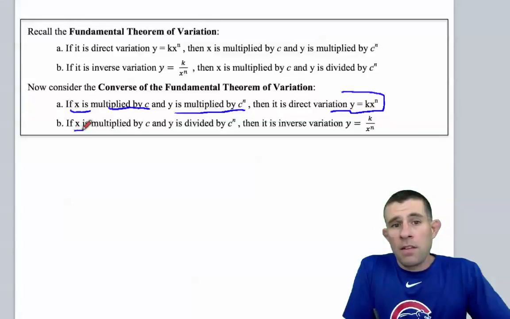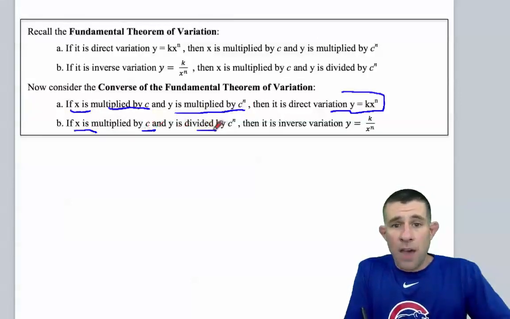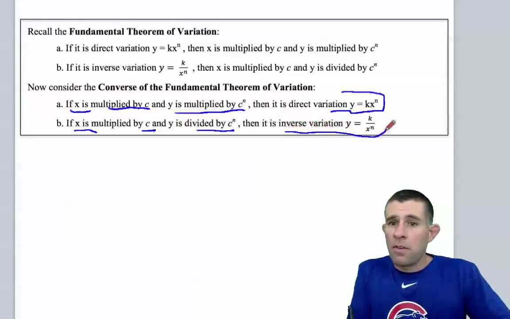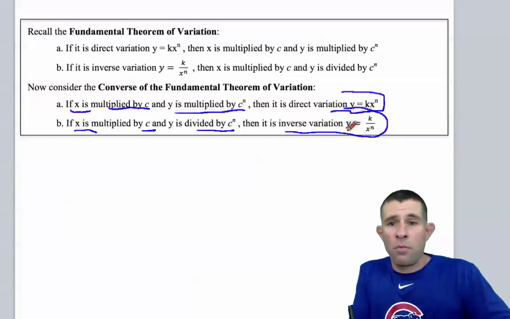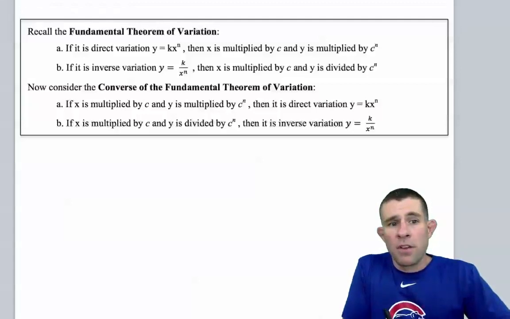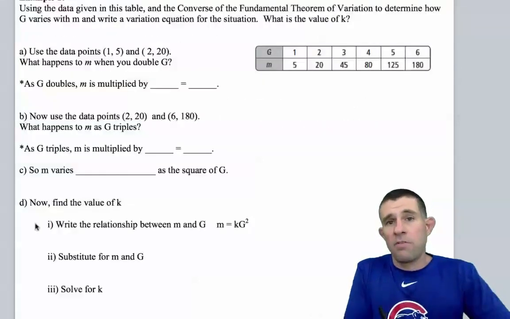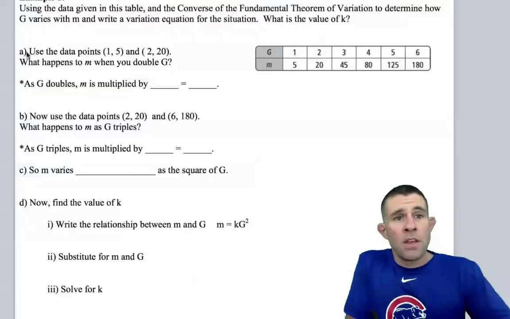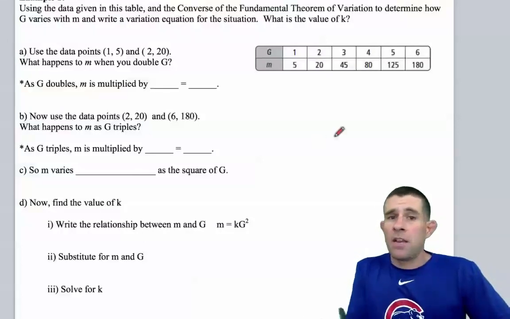And likewise, if x is multiplied by some number c and y is divided by some number c to the n, then it must be an inverse variation that follows the form of y equals k divided by x to the n. So let's take a look at a few examples and see if we can figure out how to use the converse of the fundamental theorem of variation to predict a model that fits our data.